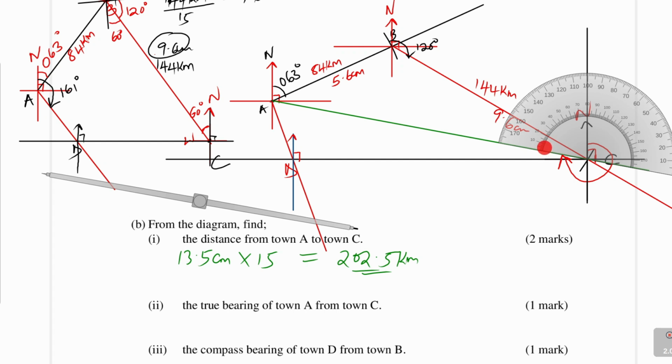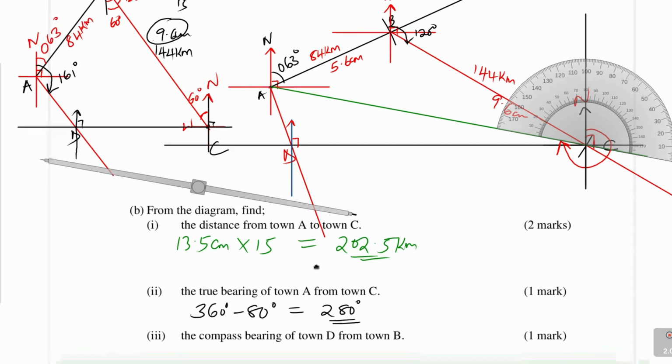So this will be 10, 20, 70, and this will be 80. It is giving 80. This angle is 80. Since I need this angle from this point, I'll take 360 degrees, subtract 80 degrees, and that will give you 280 degrees. That is the true bearing.